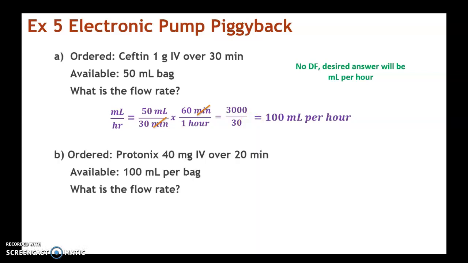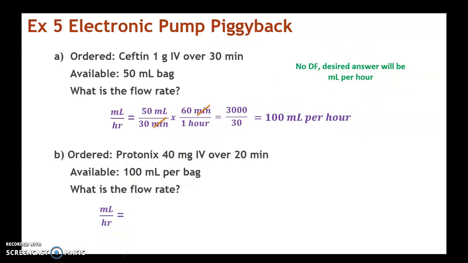Let's look at part B. We've got an order for Protonics, 40 milligrams IV over 20 minutes, and it is available in a 100 milliliter per bag. What is the flow rate? So again, this one did not tell us anything about a drop factor. So we are going to assume that we need to do milliliter per hour.